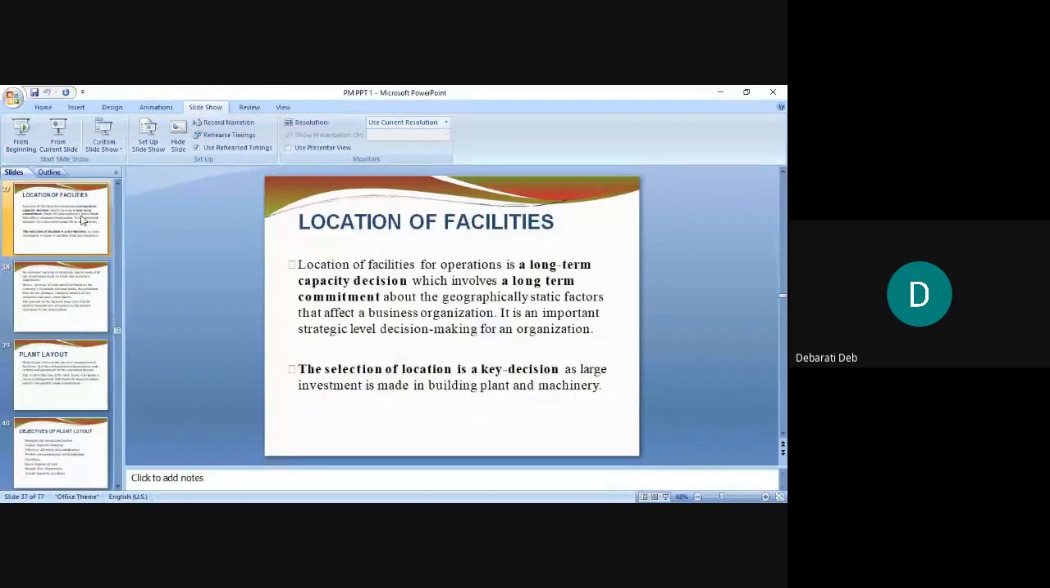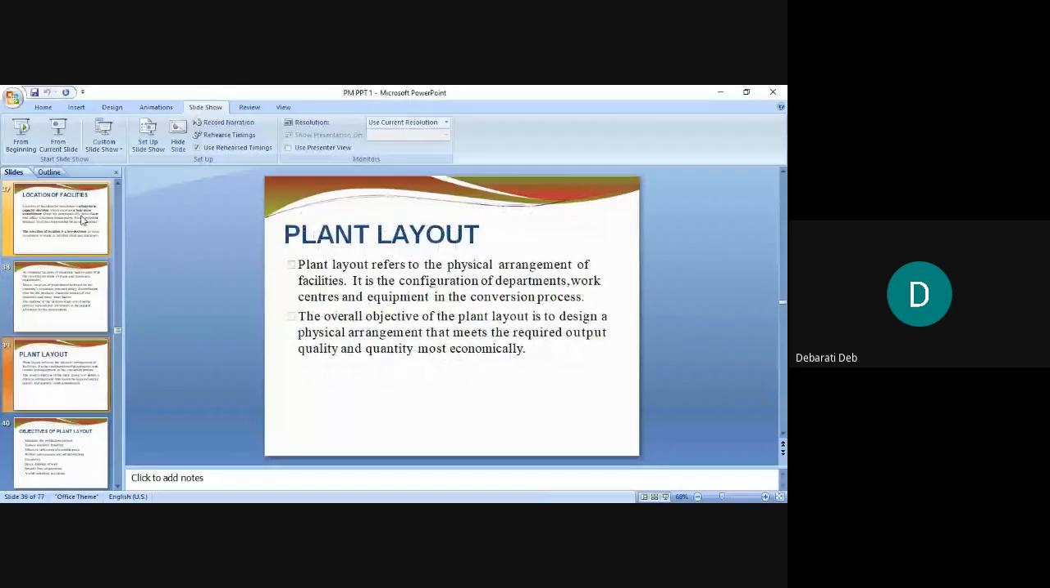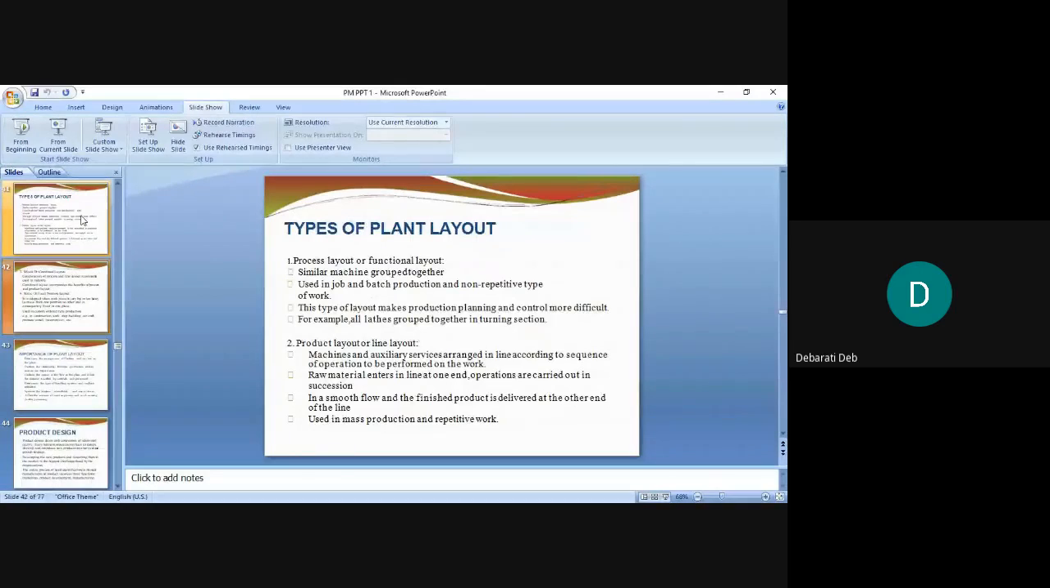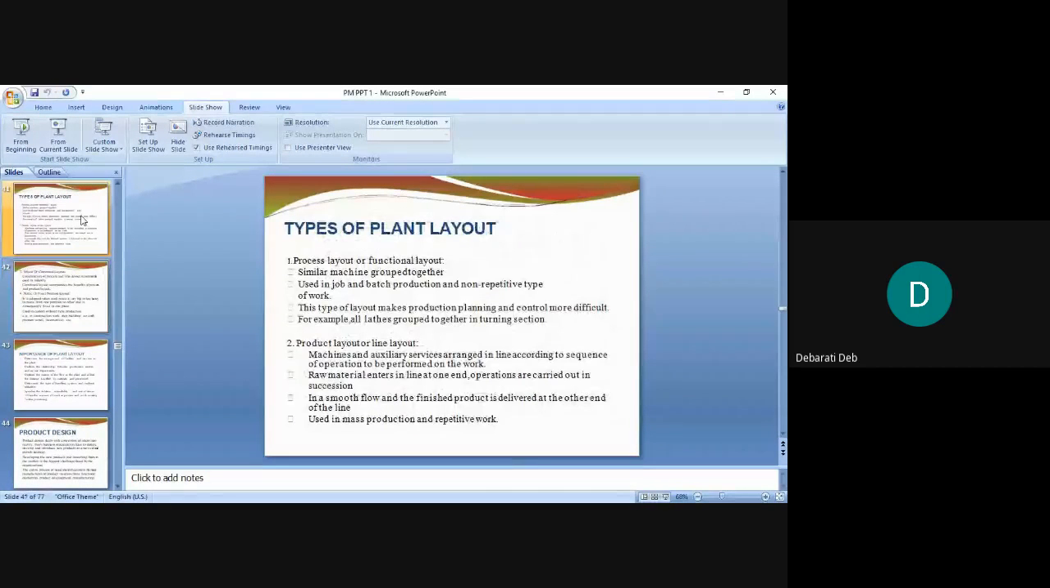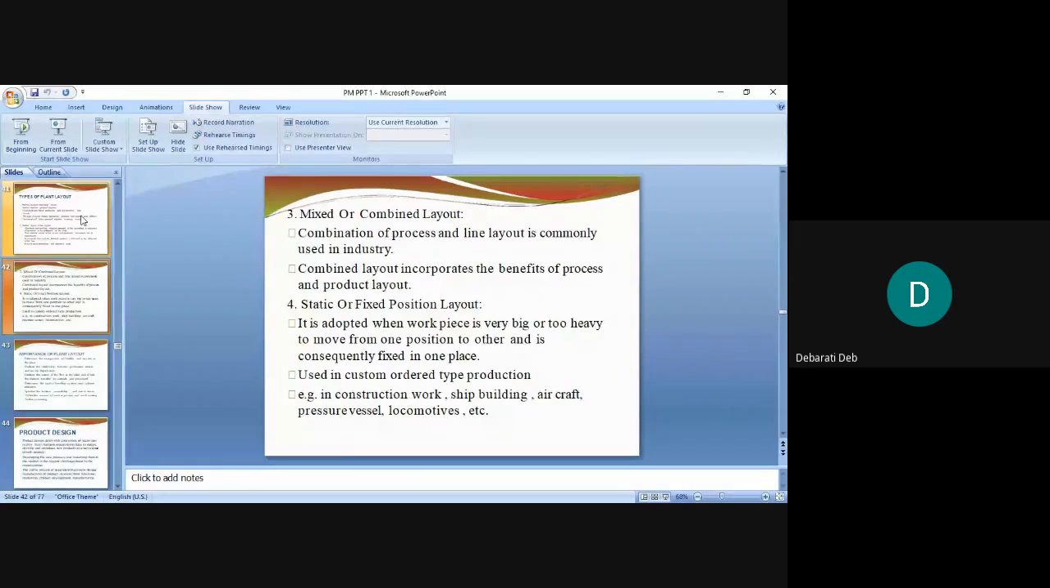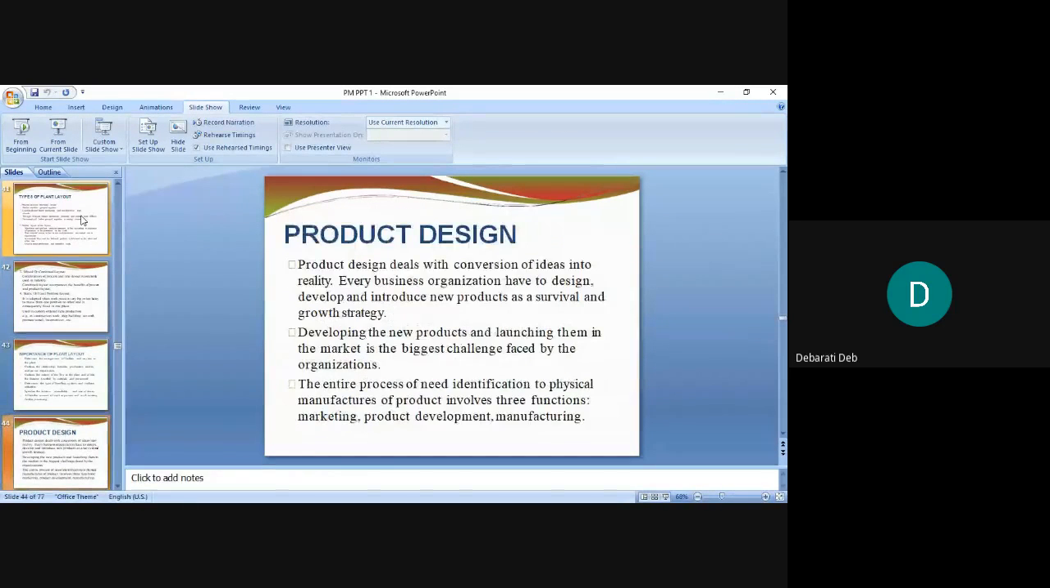to this part, location of facilities. Then from location of facilities, we moved on to plant layout. How many types of plant layout did we do? We did four types of plant layout. We started with process or functional, then we did product or line, then we did mixed or combined layout, and fourthly we did static or fixed position layout. Then we did the importance. Then today we will start with product design. Okay, just to give you a recap of it.